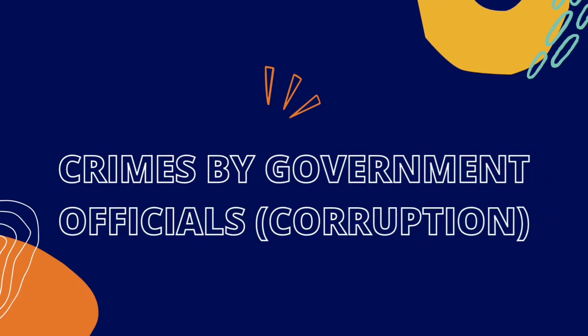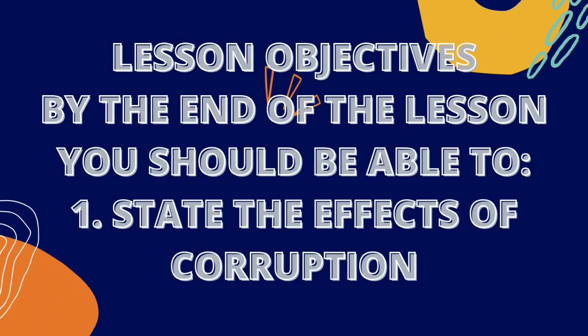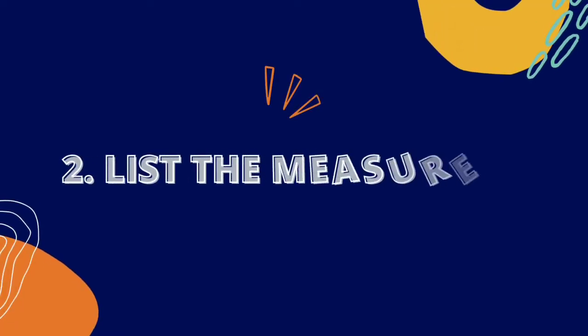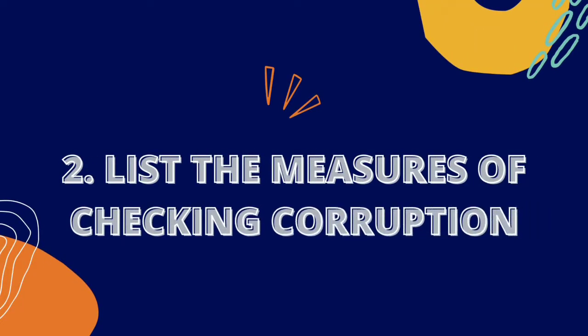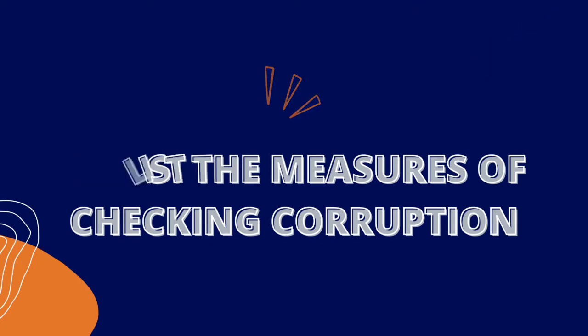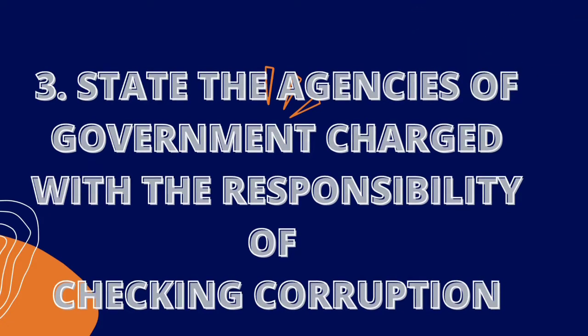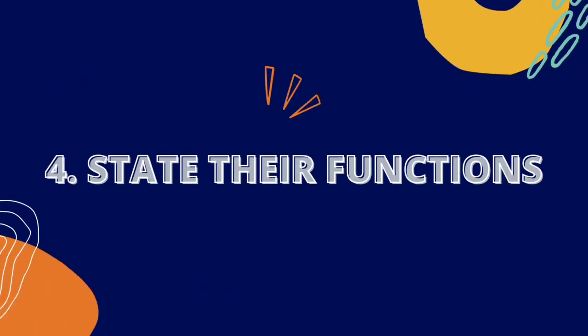In today's lesson, we are going to study the topic Crimes by Government Officials, Corruption Part 2. Lesson Objectives. By the end of the lesson, you should be able to: 1. State the effects of corruption. 2. List the measures of checking corruption. 3. State the government agencies that are responsible for checking corruption in Nigeria. And 4. State their functions.